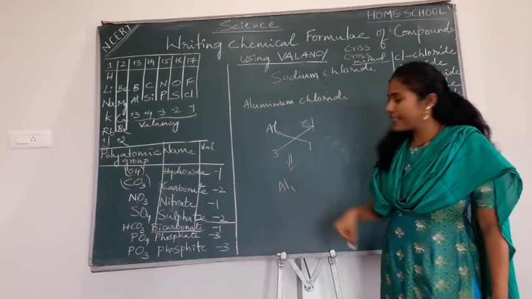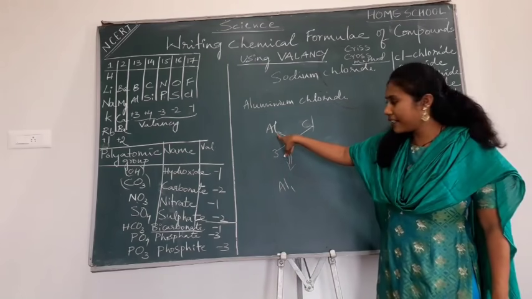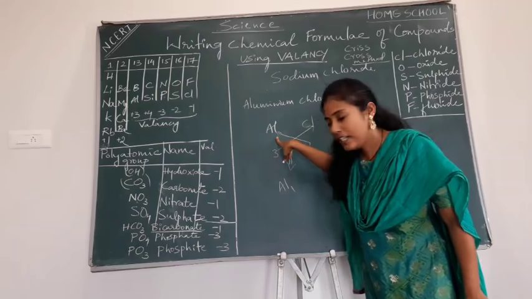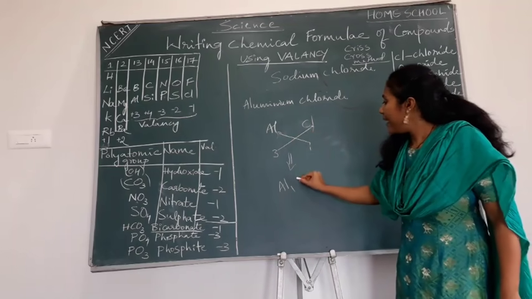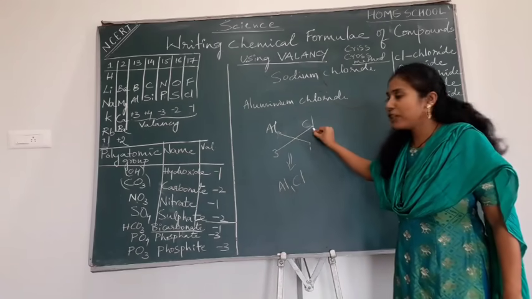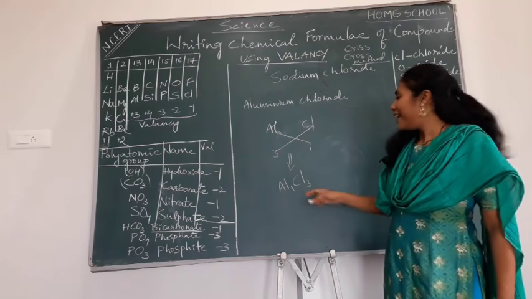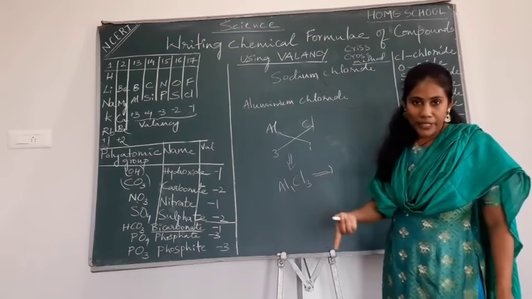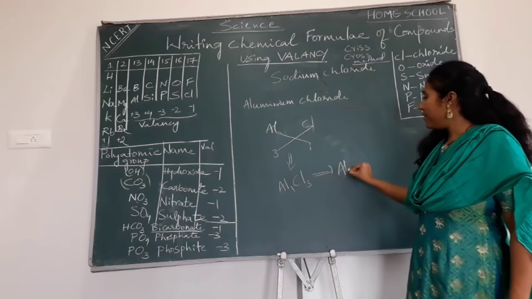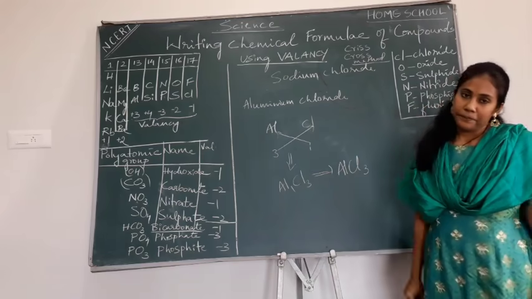Al below this 1, because this number you are writing here now as a subscript for Al. So Al1 and Cl. This number you have to write as a subscript for Cl. So AlCl3. And I told you 1, you no need to mention, right? So the formula will be AlCl3.